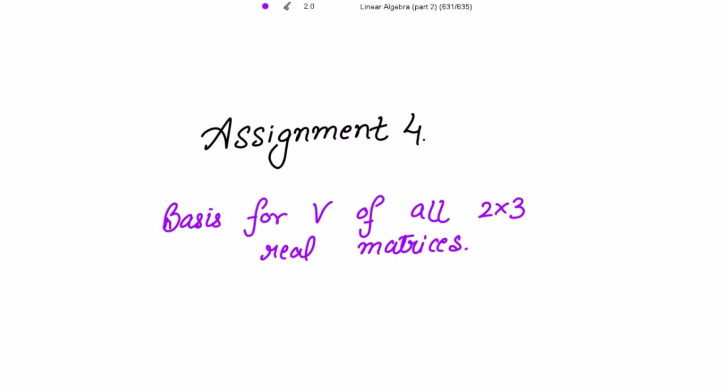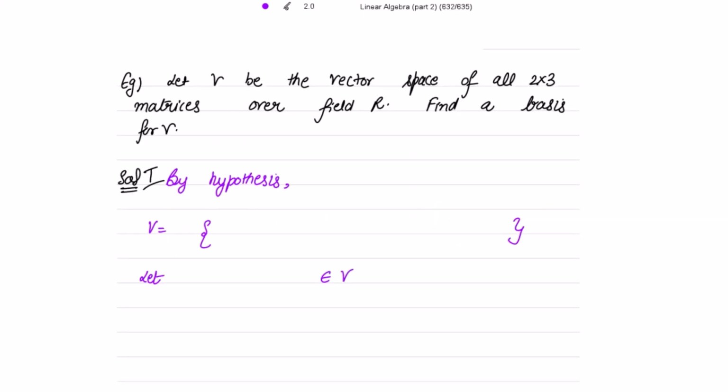And now the assignment 4, basis for vector space of all 2x3 real matrices. Now the example is, let V be the vector space of all 2x3 matrices, which means there are 2 rows and 3 columns, right? 2 means 2 rows, 3 means 3 columns, right? So the vector space is 2x3 real matrices over the field R, and we have to find out the basis for V.